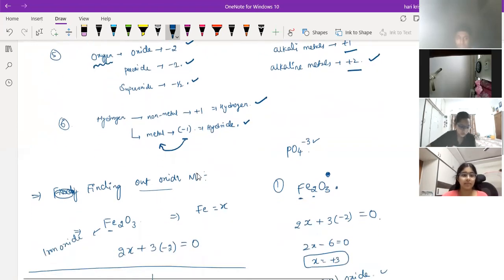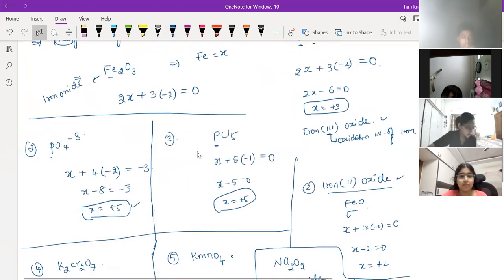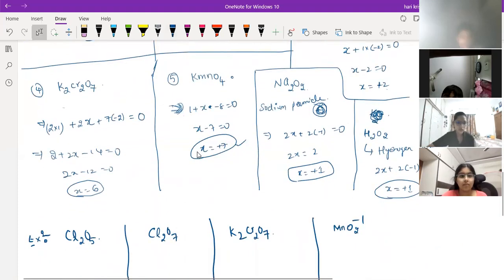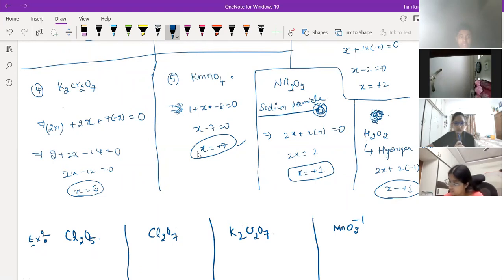Remaining people finish. Sir, I have a doubt here. Yeah, Piyush. How do you know if the compound is a peroxide or not? By the name you can say, suppose sodium peroxide, or H2O2, hydrogen peroxide. Yes, sir, but if you are just given the equation, then how do you determine the name?